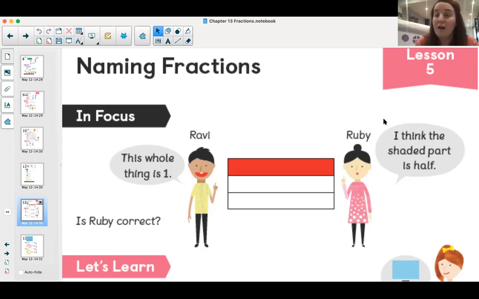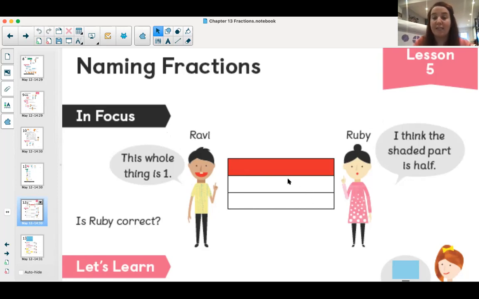Okay, so we've got to figure out if these children are right. So we've got Ravi and we've got Ruby. Ravi says, this whole thing is 1. And Ruby says, I think the shaded part is half. So the first person we've got to think about is Ravi. Is Ravi right when he says that the whole shape is 1? Have a think now. He's right. The whole shape is 1.